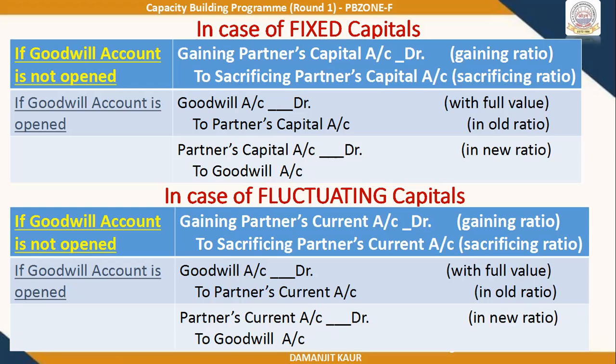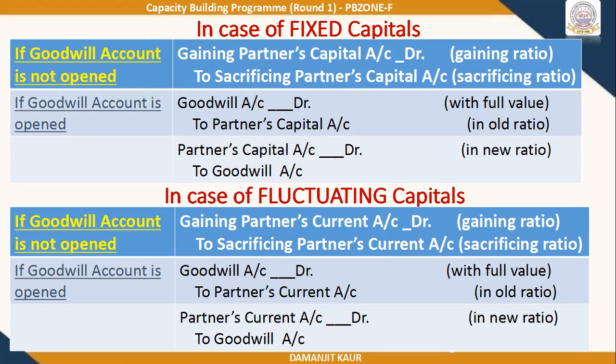And then immediately we are to pass another entry for writing off the goodwill, that is partners' current accounts in the new ratio. Suppose now they have agreed to have equal ratio. So it will be 25,000, 25,000 to goodwill 50,000. If the capitals are fluctuating, same entries are to be passed. The only difference will be that instead of having current account, we'll use the capital account.